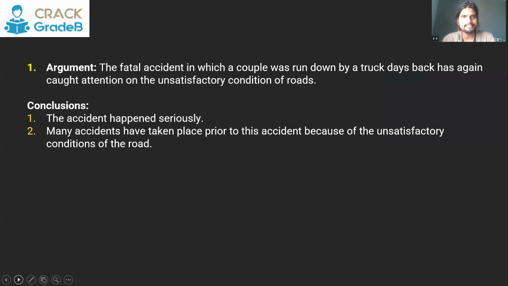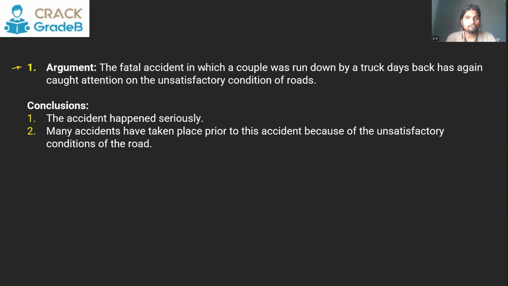Argument. The fatal accident in which a couple was run down by a truck days back has again caught attention on the unsatisfactory conditions of a road. So what you do is, once you see the type of the question, what is the type of the question here? The argument is like a statement, or as we say, a mentioned fact, a Brahma Satya type. It is there. You don't have to check whether the fatal accident actually happened or not. You don't have to go into that part. You just have to accept that it is there. Now, what can you conclude out of this argument or statement?